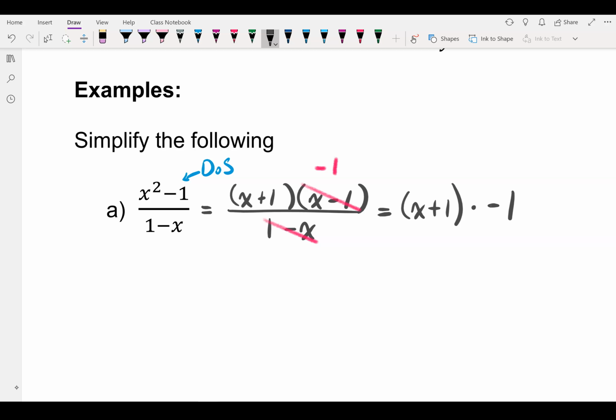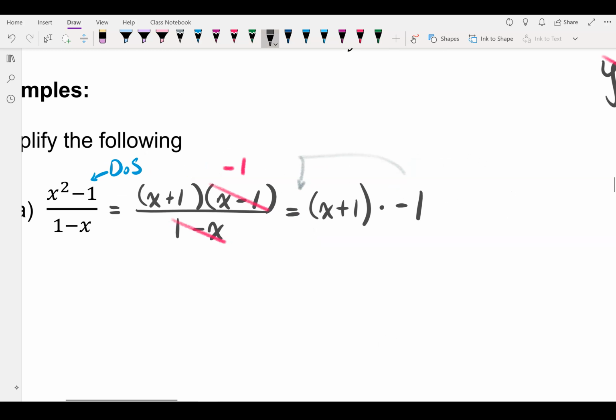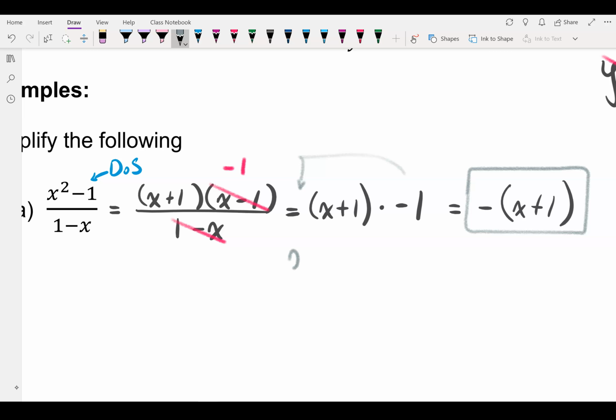Now, how do I write a simpler version of this? Well, the -1 just kind of comes in front as a negative sign. So at the end of the day here, we're just going to say it's negative (x plus 1). So it's still that x plus 1 that we got after the simplification, but it's got this little negative hanging out in front.